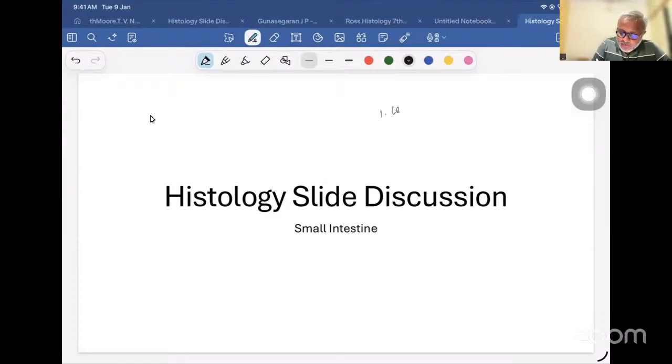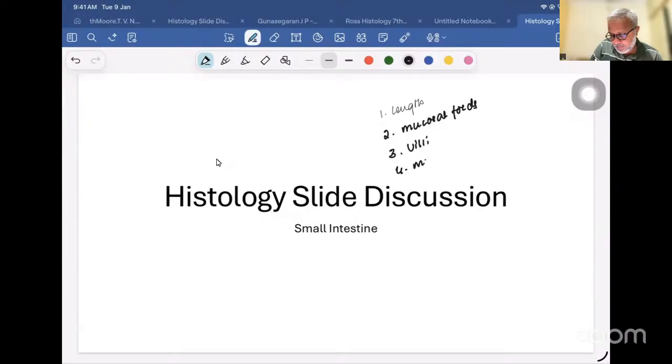The first one is the length, right? The length of the small intestine is roughly about 6 meters, and this greatly enhances the absorption of nutrients. One, length. Then there are mucosal folds, right? So the mucosa itself is thrown into folds. The third thing is villi, and the fourth thing is microvilli. We will learn what exactly are villi and microvilli as we go forward.